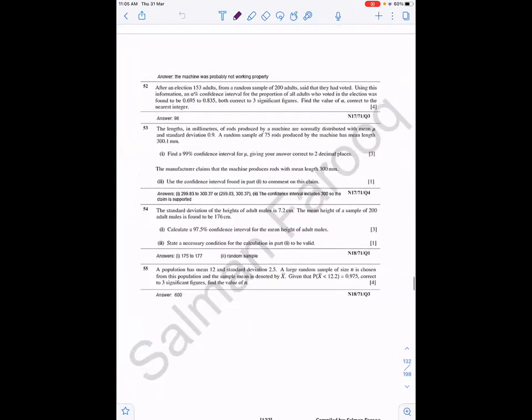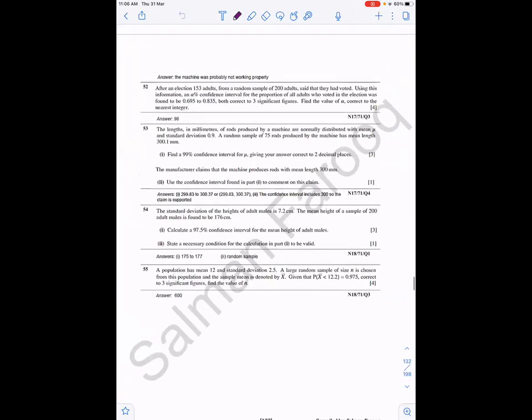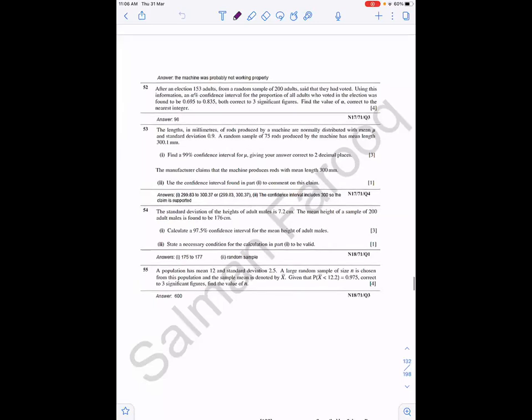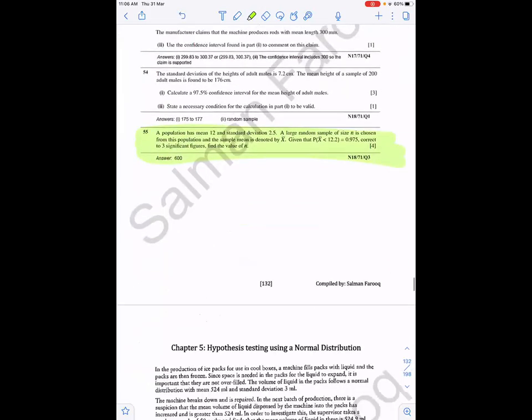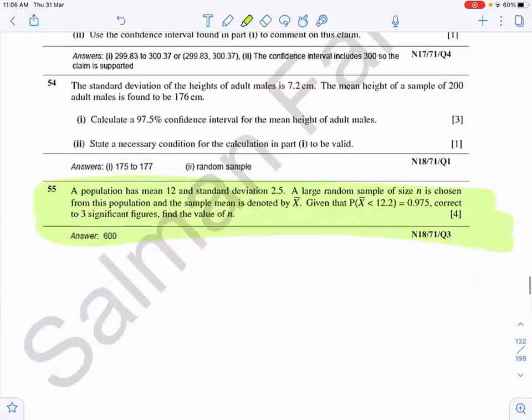Can you let me know if I've done question 52 out of this page? Shall I do any other question out of this page or not? Let me just see. No, I think this page is done. Are you comfortable with the 55th question? Maybe we can try the 55th question.